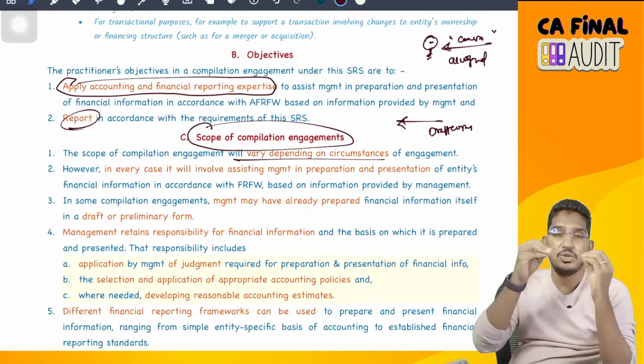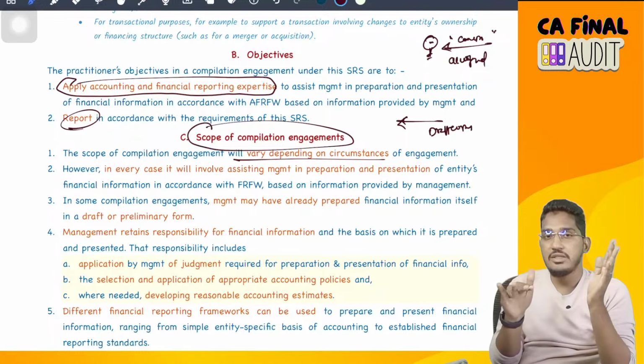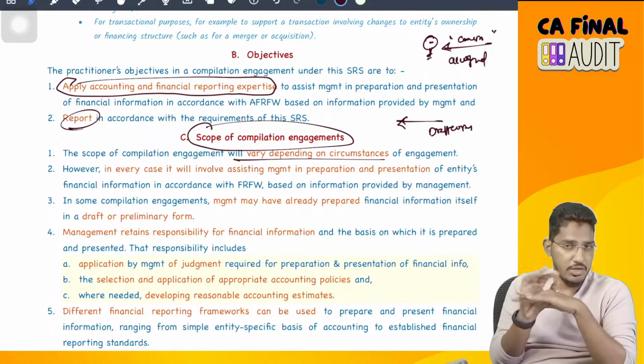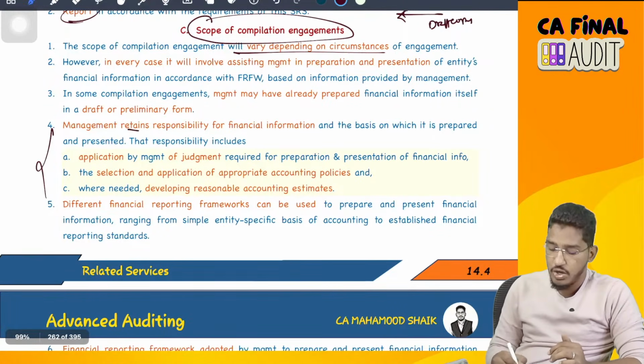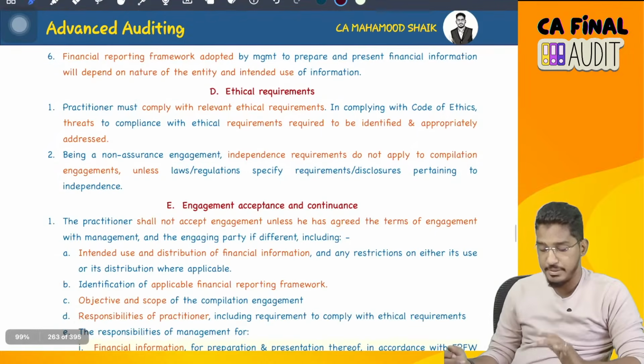Only as a practitioner, you will give your expertise to help them. That's all. Even after the financial statements are compiled, management only will be responsible for the financial statements, not the practitioner. So that's what they have told here. What will be the management responsibility, they are explaining it here, just like I have explained.